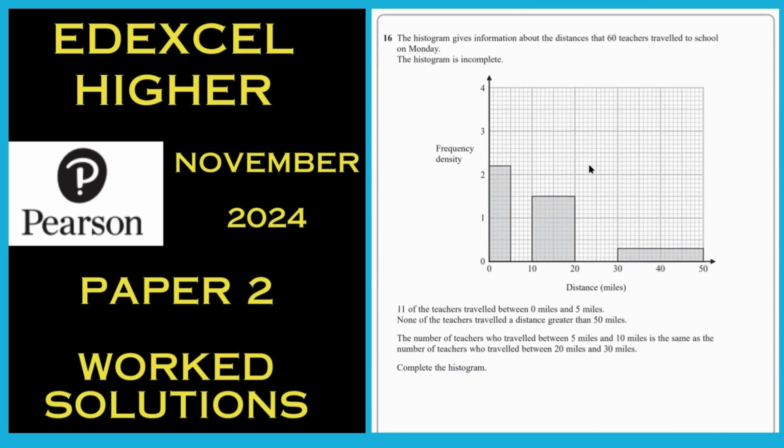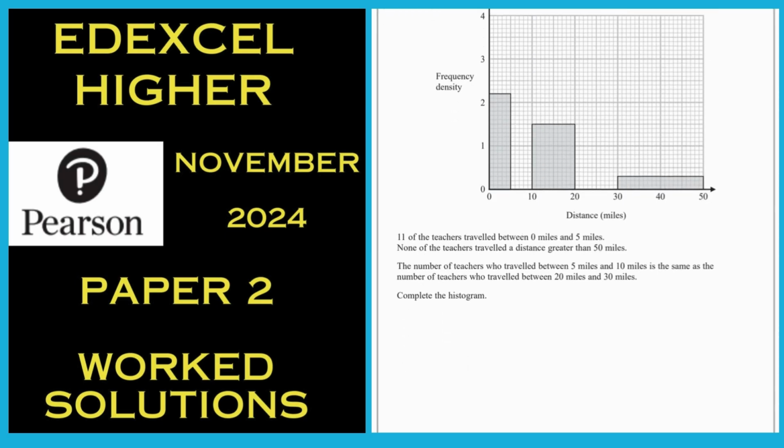Number 16, we've got a bit of histograms with a bit of words going on. First of all, it doesn't really tell us a great deal at the top, apart from the histogram should represent 60 teachers. All the bars should add up to 60. 11 travel between 0 and 5. In it goes. Doesn't tell us about the other 2 bars. But hold on, it didn't need to tell us 11.